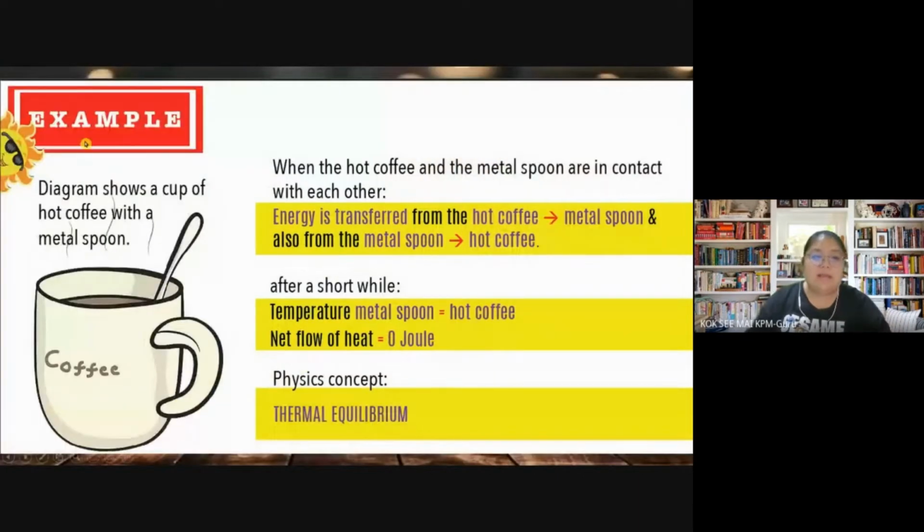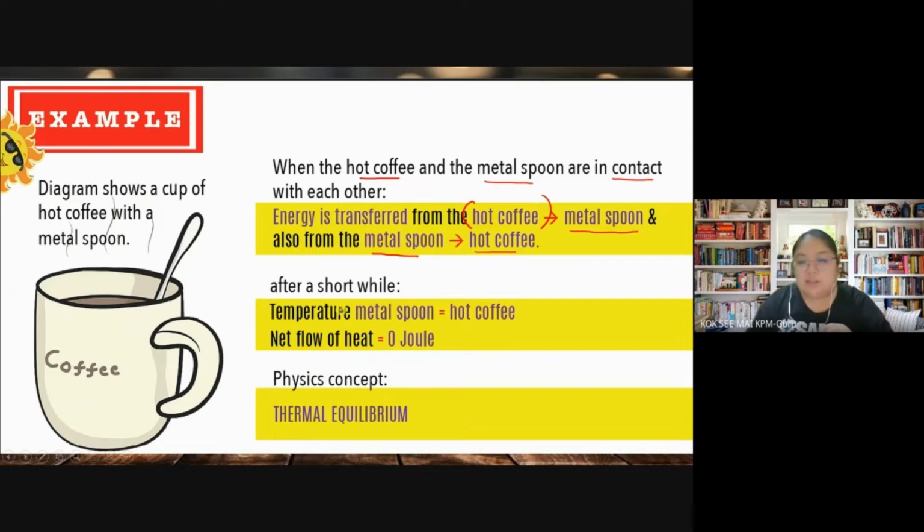Now we see an example. When the hot coffee and the metal spoon are in contact, energy is transferred from the hot coffee to the metal spoon. After that, don't forget, the metal spoon also transfers energy to the hot coffee, but very, very little. Don't say hot transfers to cool, cool never transfers to hot. Cool does transfer to hot, but very, very slowly, just a bit.